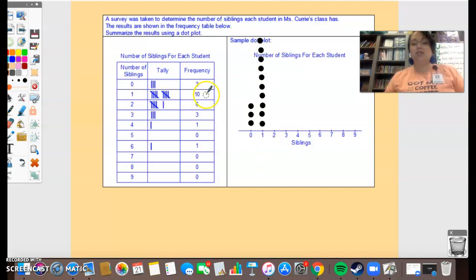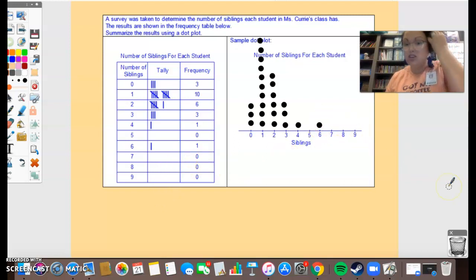How many students had 2 siblings? That is 6. 1, 2, 3, 4, 5. Oops. 6. Sorry, I made that one too high. Okay. 3 students had 3 siblings. 1 student had 4 siblings. 0 students had 5, so we don't put any dots here. None of them had that. 1 student had 6 siblings. Wow. And 0 students had the others, 7, 8, and 9.